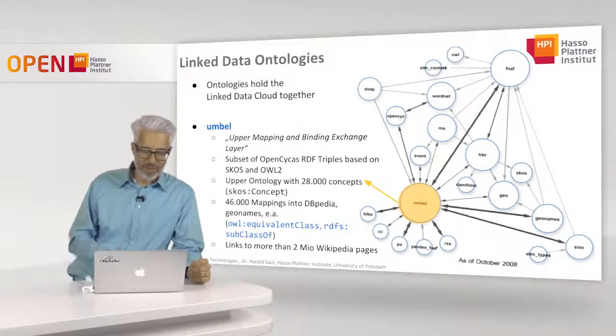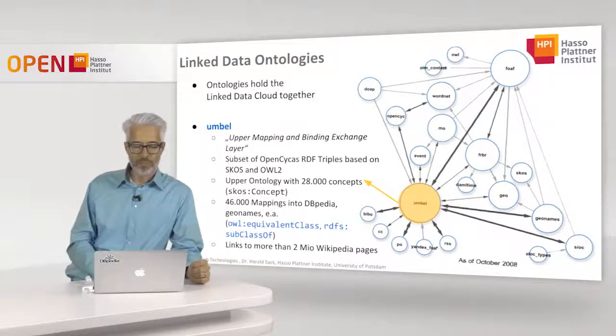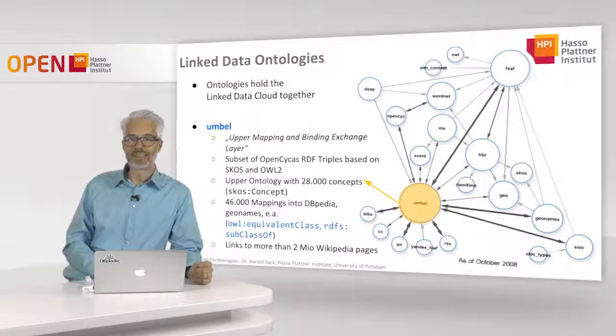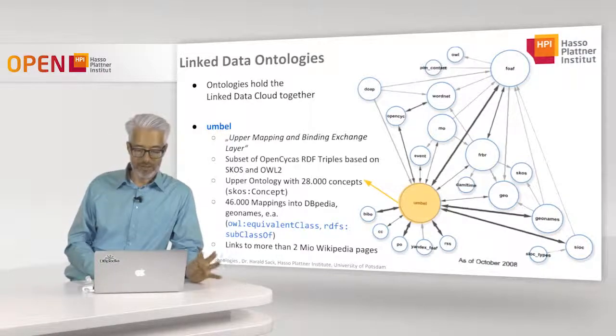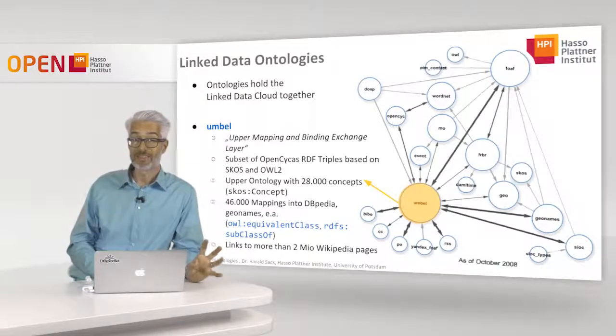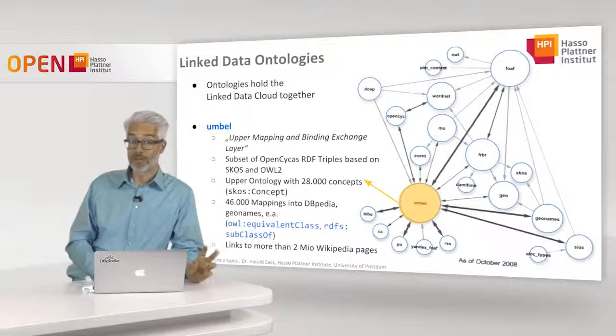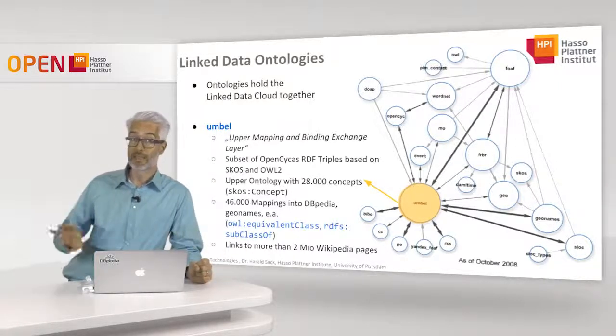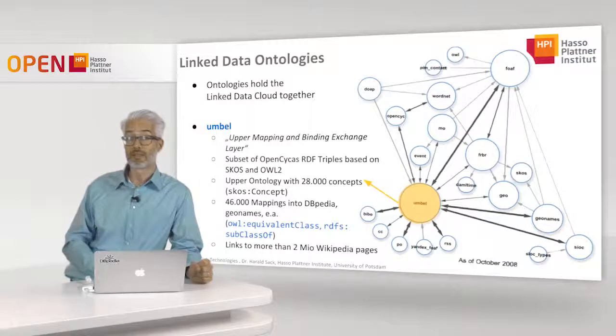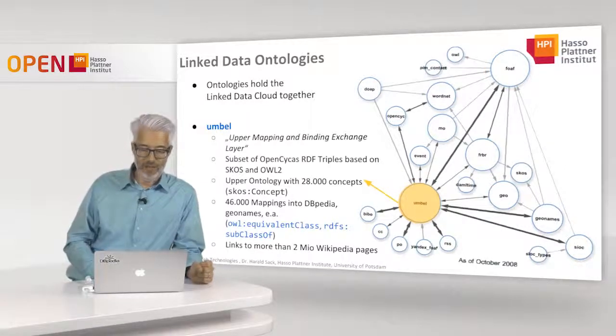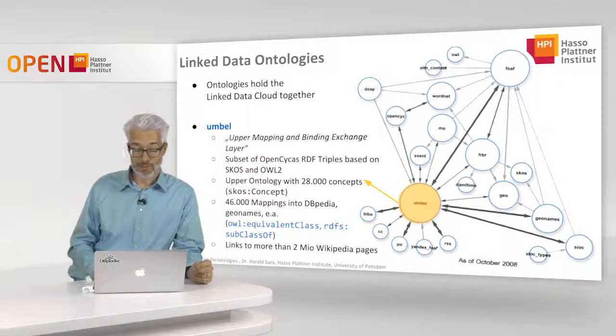Overall, there are more than 2 million Wikipedia pages linked into UMBEL, which denote identical concepts here. So this is an interesting alternative ontology, an alternative classification system that can be used to classify DBpedia entities, besides the DBpedia ontology and the DBpedia classes that are already available. Okay, this was only a small glimpse into the most important vocabularies.